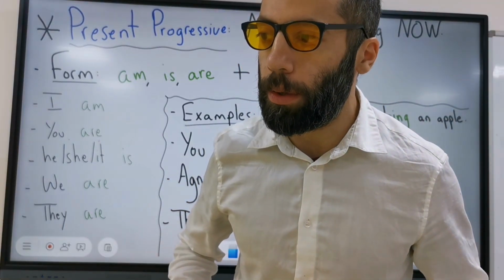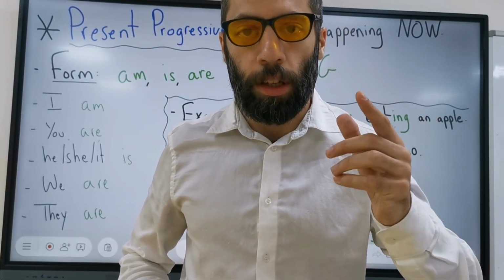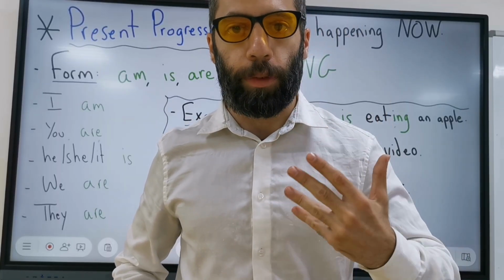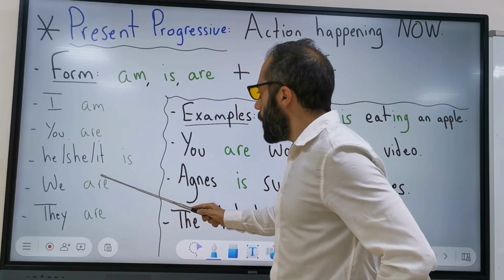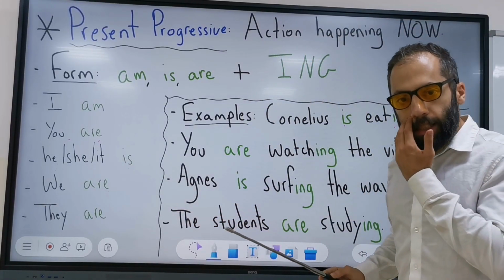So if you are not sure what to use, am, is, or are, try to change the subject in your mind to he or she or it, or to I or to you, and it will help you in figuring out which verb to be to use. Cornelius is he, so he is eating an apple. He is eating an apple.